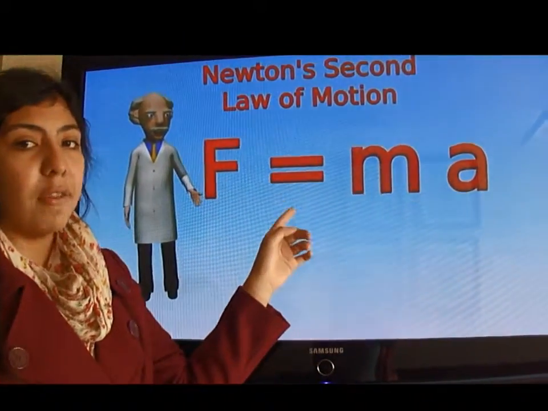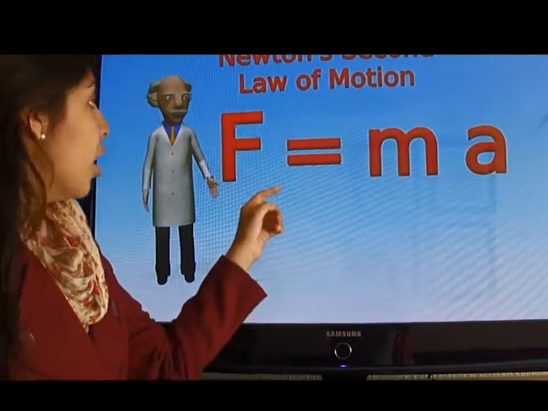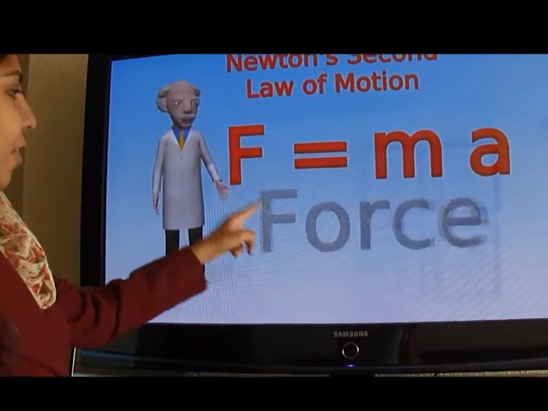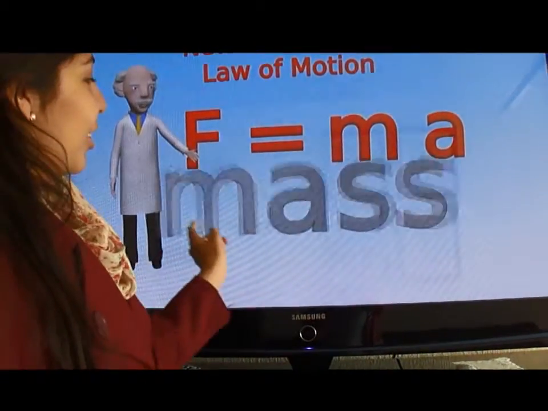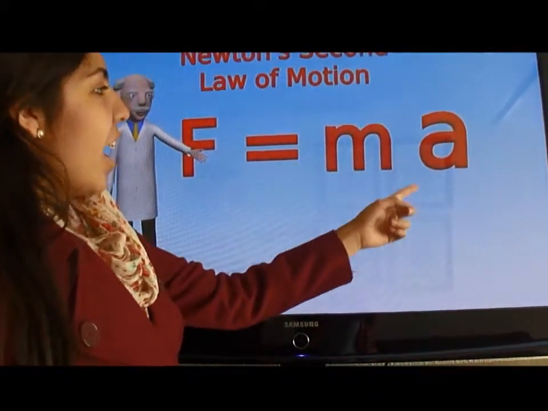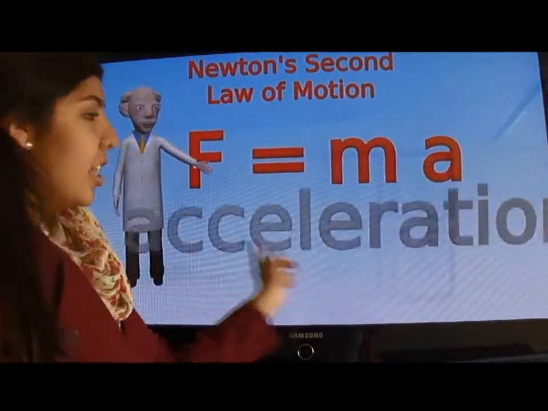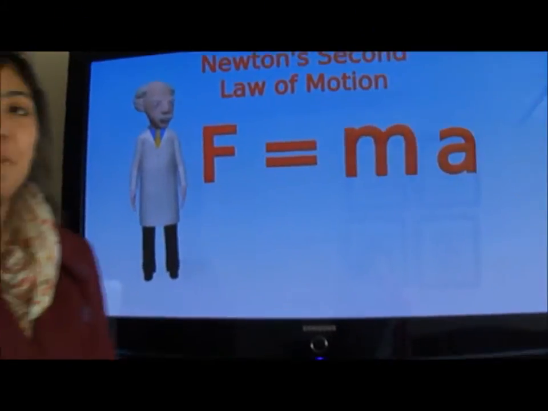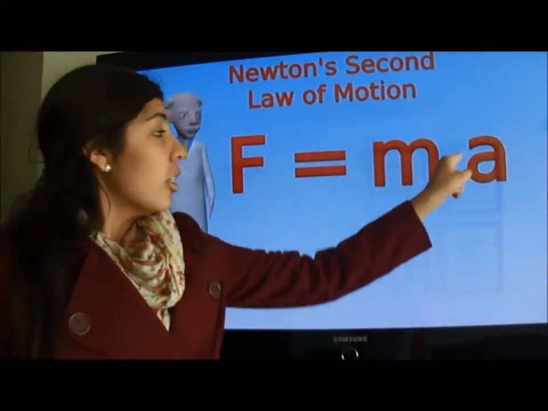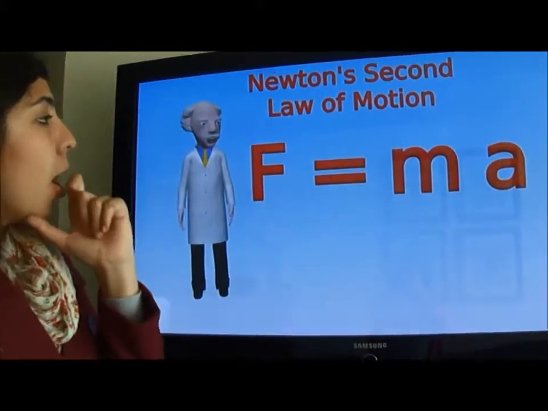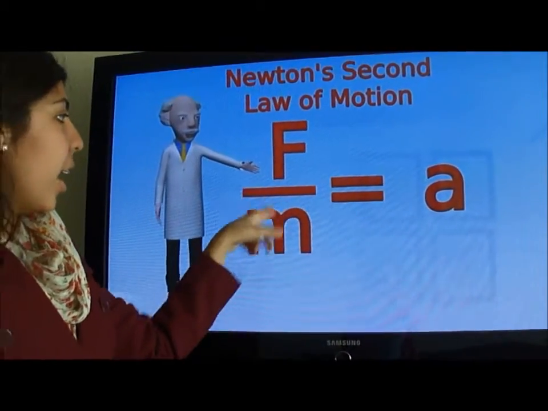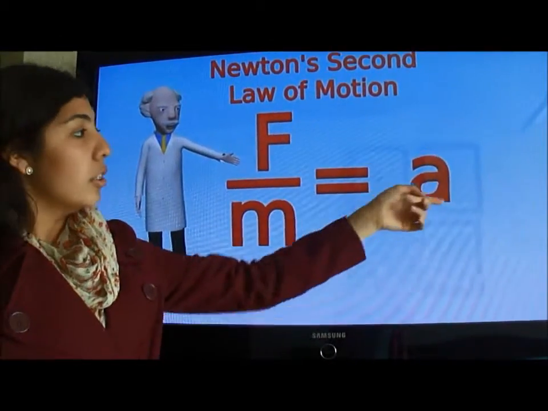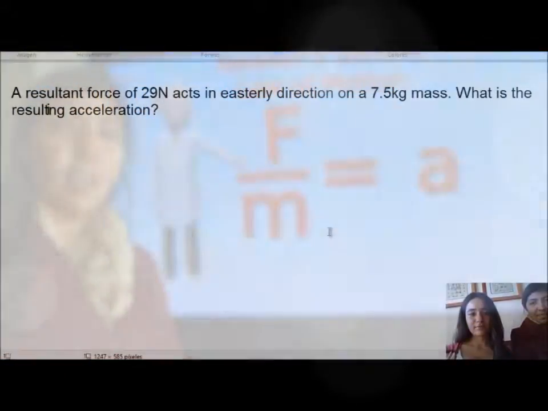So what does F equals ma stand for? F stands for force, m for mass, and a for acceleration. And if they ask you for the acceleration, you only pass the m dividing F, and that's equal to the acceleration.